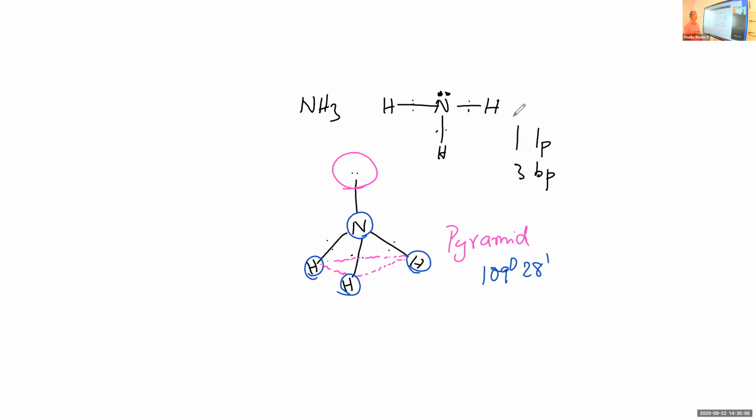But the actual bond angle in this case is 107 degrees only, slightly less than the expected 109 degrees 28 minutes. That is because there is a repulsion between the lone pair of electrons and the bond pair of electrons. Due to that, the lone pair of electrons will be coming closer, and so the bond angle will be reduced to 107 degrees from 109 degrees 28 minutes. Thus, we can give the geometry of ammonia molecule.